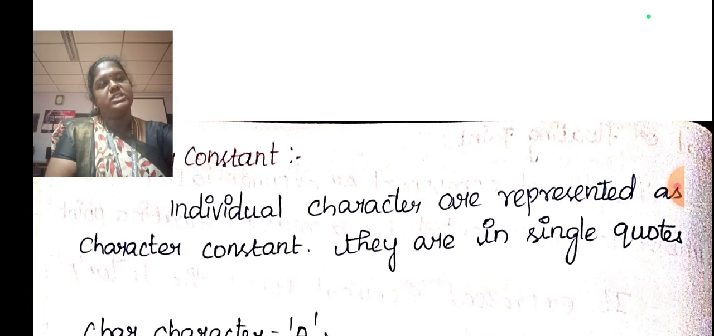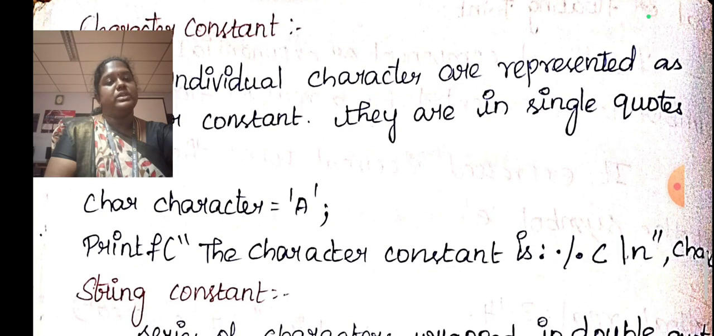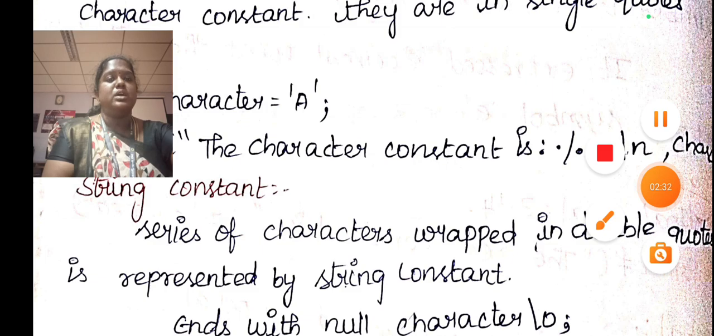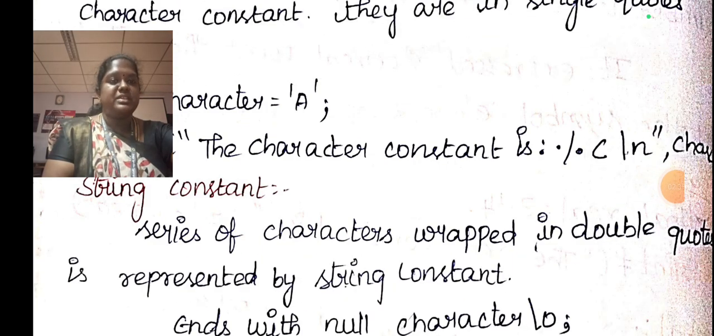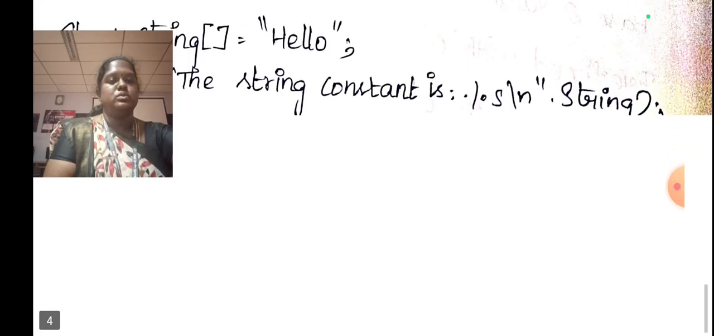Character constant: individual characters are represented as character constants. They are in single quotes. Character constant = 'A'. Likewise, string constants: a series of characters wrapped in double quotes is represented by a string constant. It ends with a null character. char string[] = "hello".